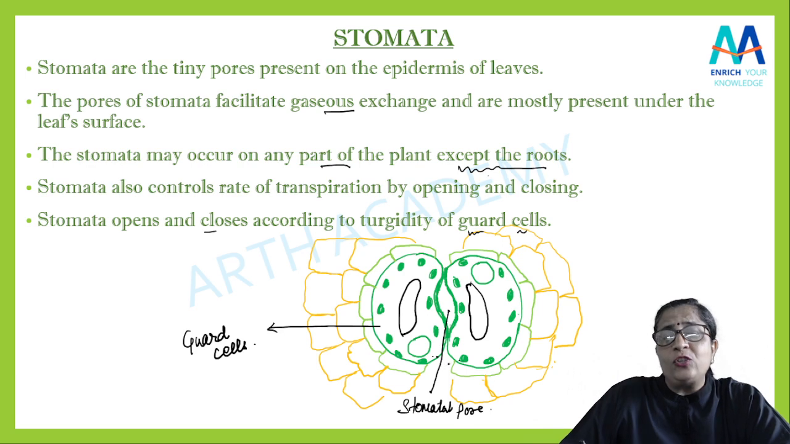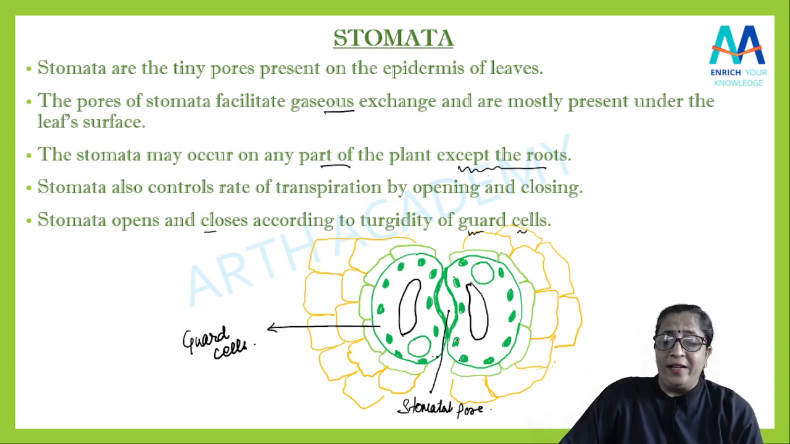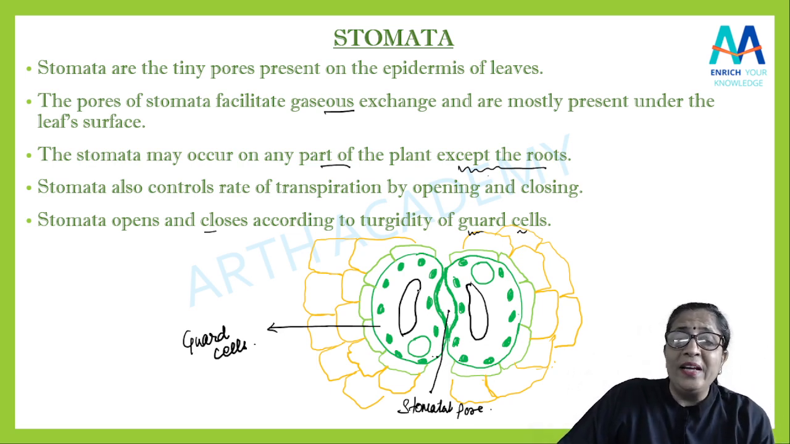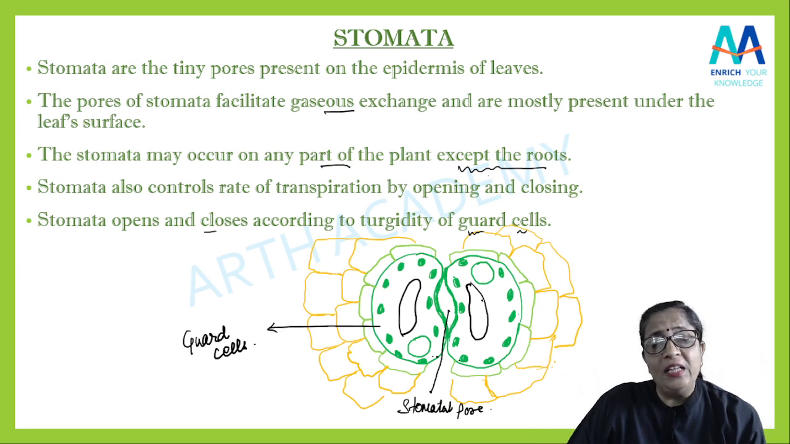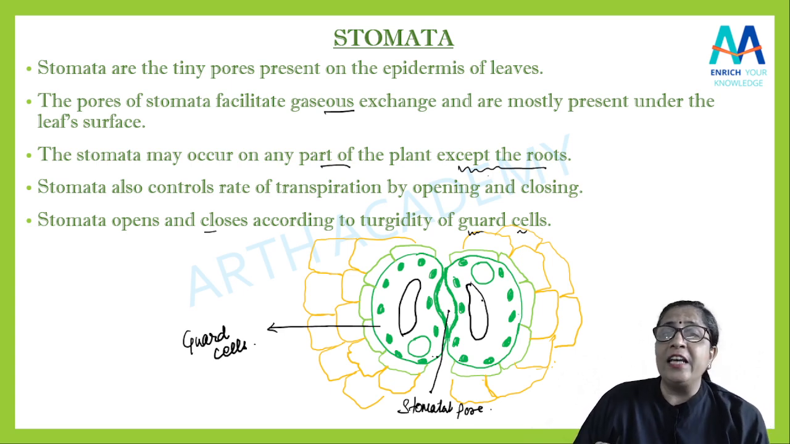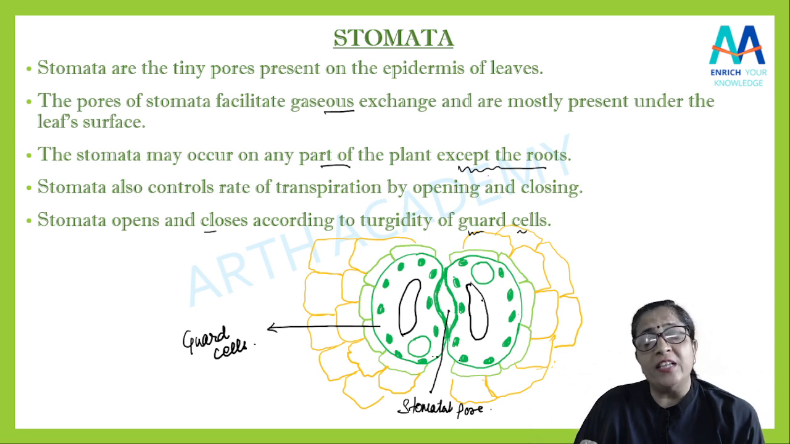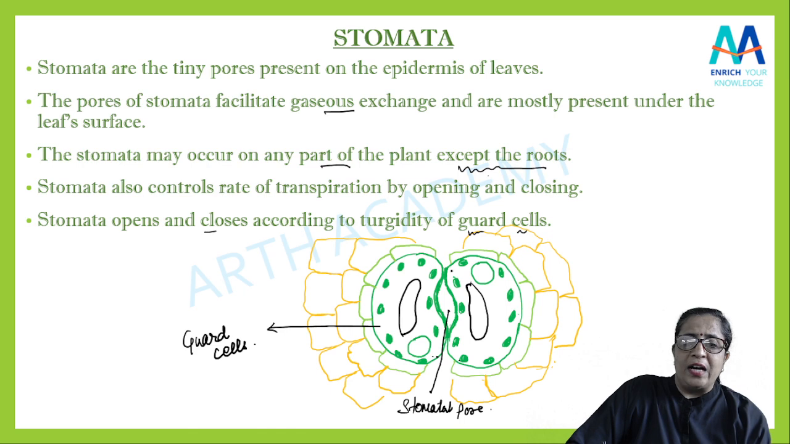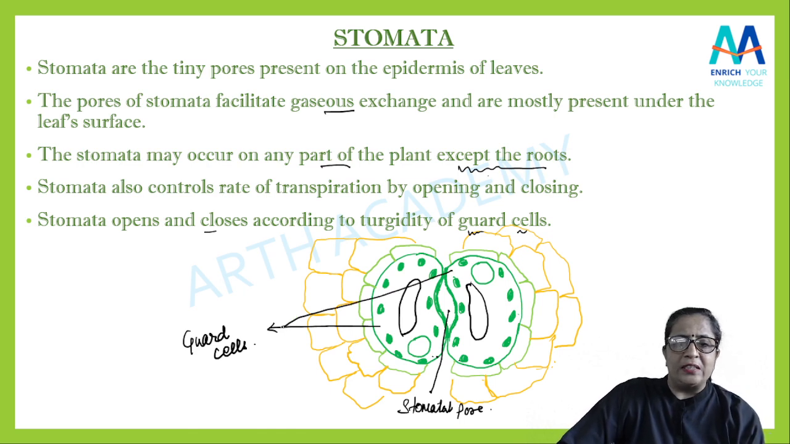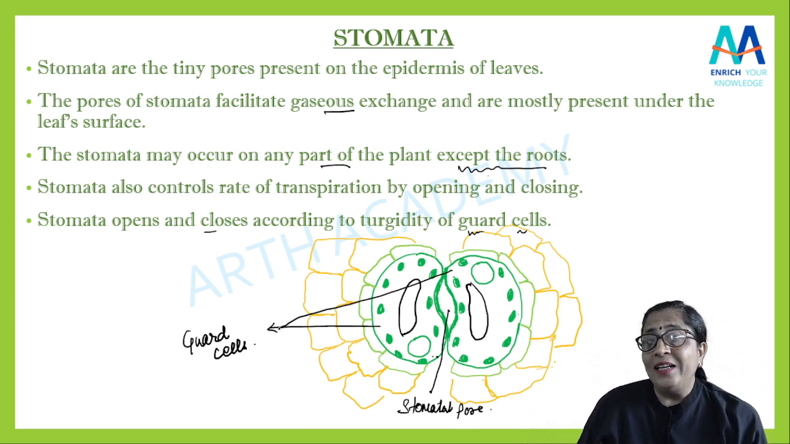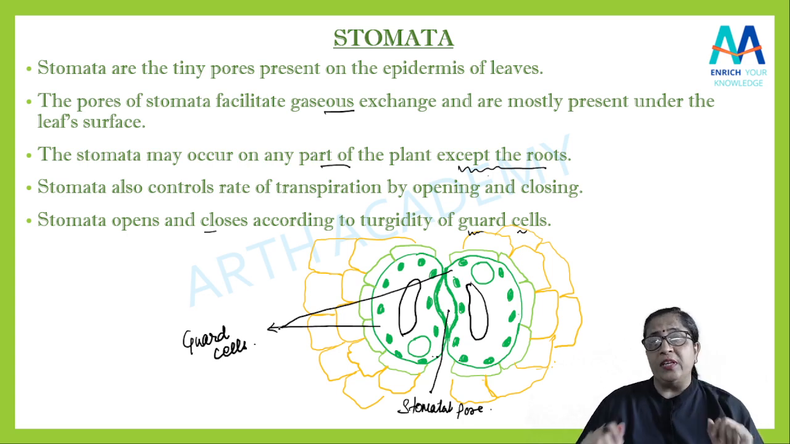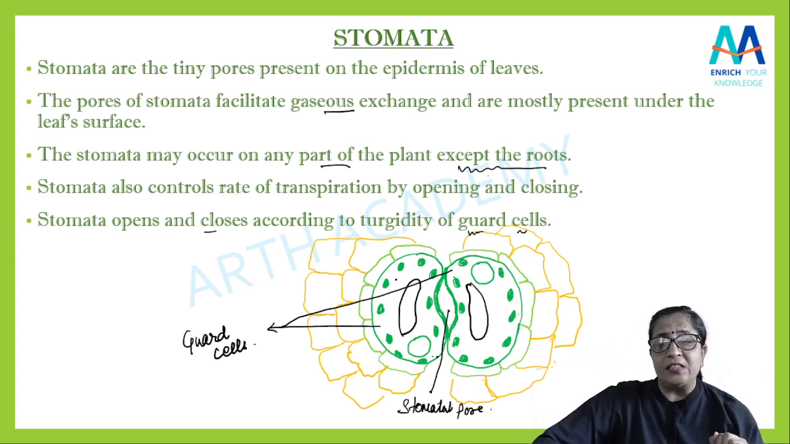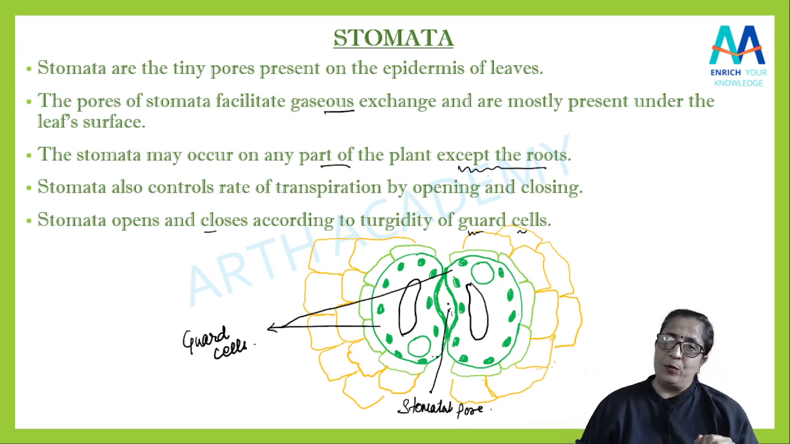So each stomatal pore is surrounded by two kidney shaped or bean shaped cells, and these kidney shaped or bean shaped cells are called as what? They are called as guard cells. Yes, this is also a guard cell and this is also a guard cell. So both these kidney shaped or bean shaped cells are guard cells which are surrounding this stomatal pore. I hope this is clear.